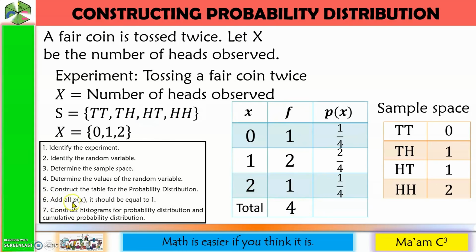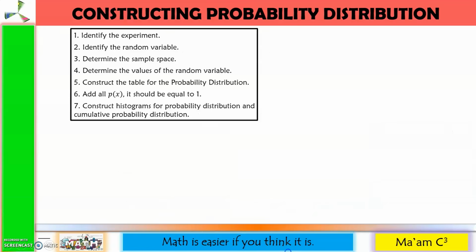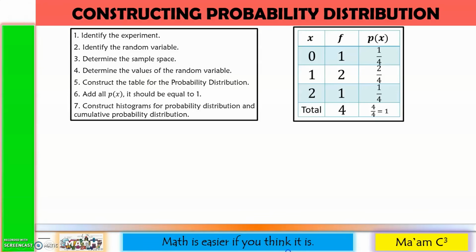Step 6, add all P of X. It should be equal to 1. Again, these are all similar fractions, so let us add the numerators. 1 plus 2 is 3 plus 1 is 4. Over, copy the denominator, 4 over 4 is equal to 1. Let us continue. Again, here is our probability distribution. Now let us construct the probability histogram.